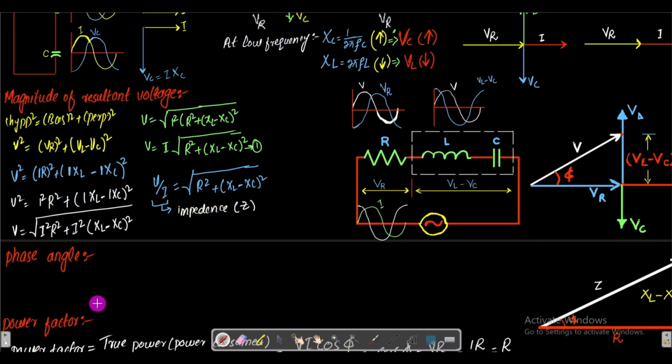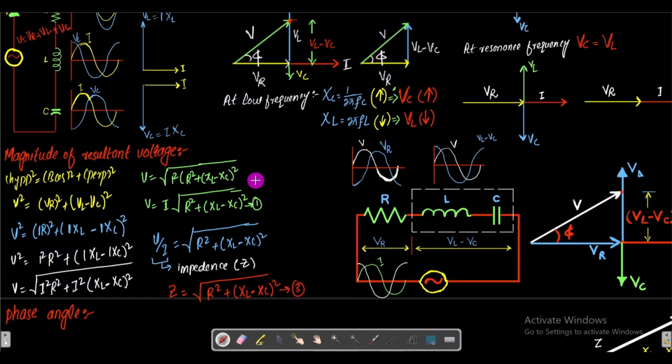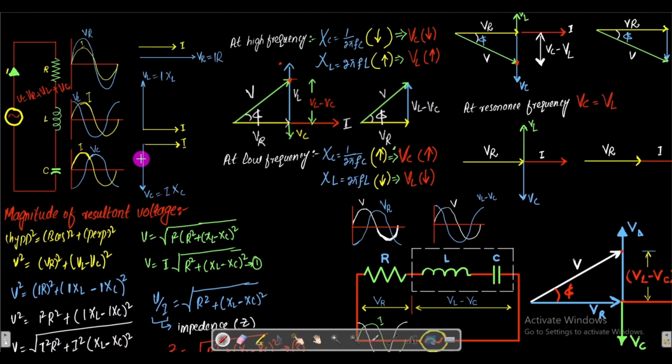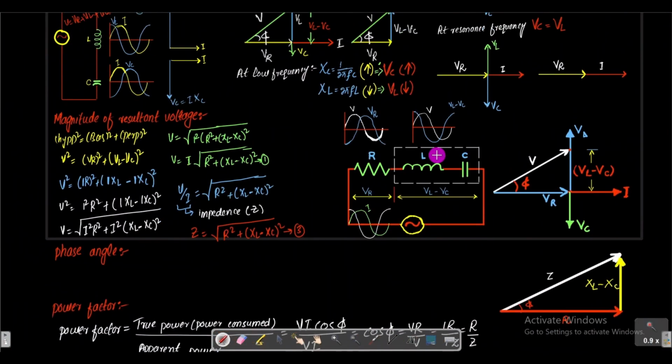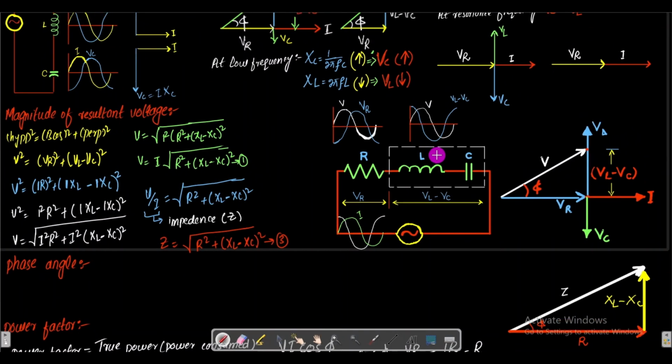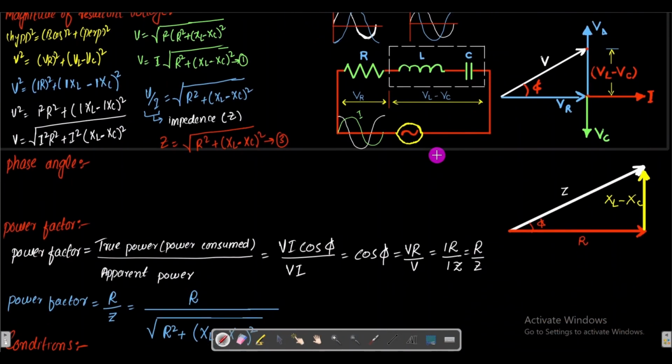So instead of V by I, we will put this Z, which is equal to the square root of R square plus XL minus XC whole square. So this equation 3 is for the impedance, the opposition to the flow of the charges. Okay, we will now determine the expression for the phase.